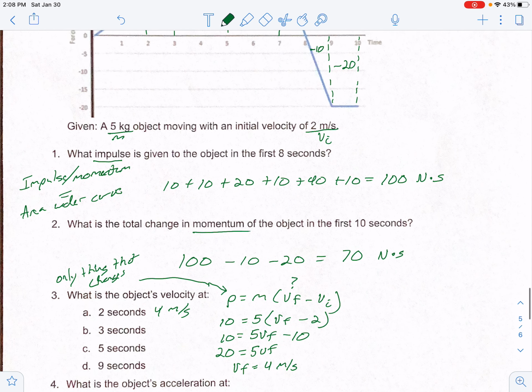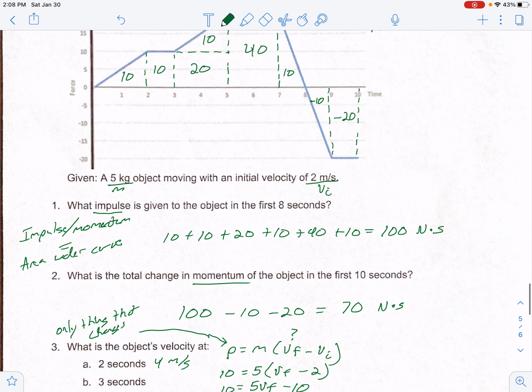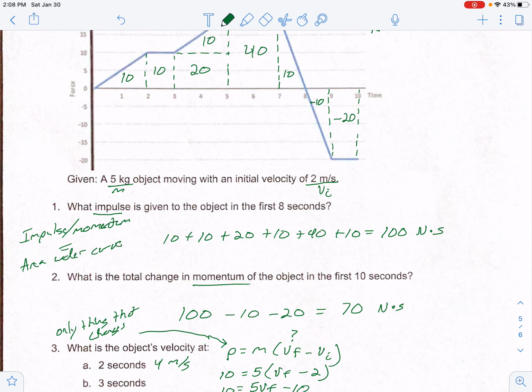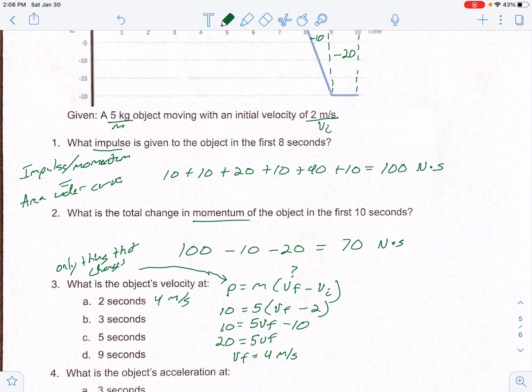So I need to know my momentum up until 3 seconds. So from 0 to 3 would be 10 plus 10 is 20. So now P is 20. My mass is still 5. VF I'm still looking for, and my VI is still 2. So 20 equals 5 VF minus 10. I bring that 10 over, becomes positive, so this now becomes 30 equals 5 VF. Divide both sides by 5, and your final velocity is 6 meters per second.